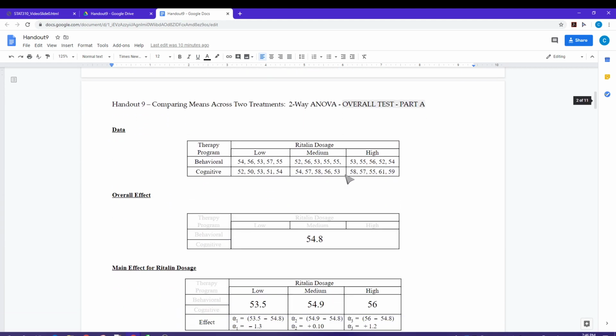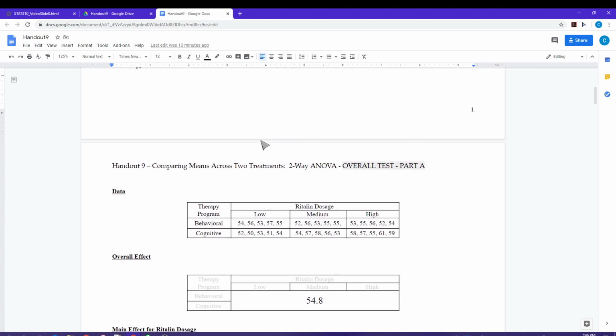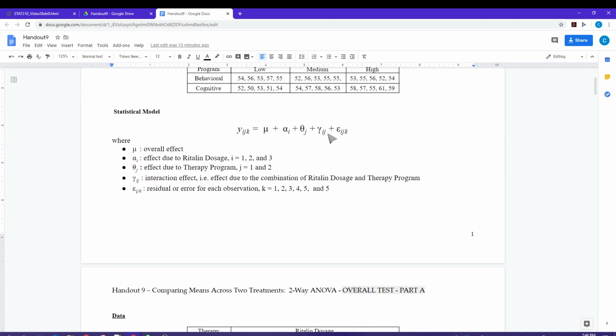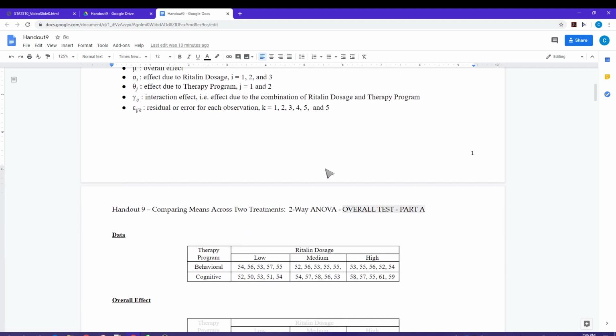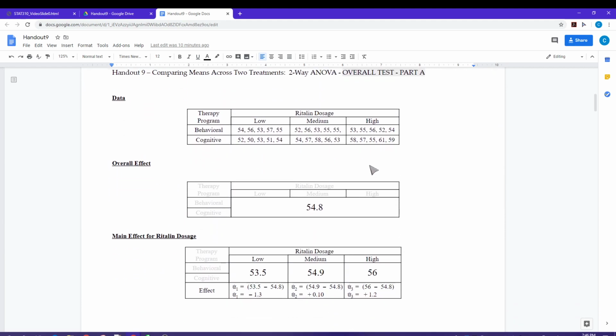Okay, so let's look at the different effects here with just a table. Let's break out what these different effects really are, just looking at our data. Before we get into all our p-value discussions, let's just try to understand what those effects are about. Here, the overall effect is going to be the average of all 30 observations. I do not care what Ritalin dosage level they're in, and I do not care about the therapy program that they're in when I'm trying to measure the overall effect.